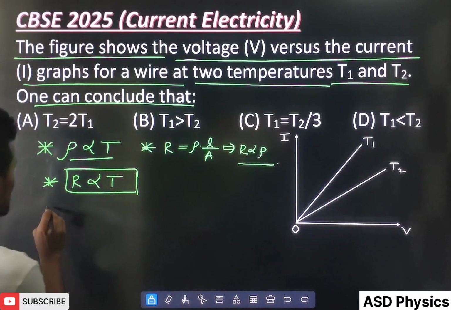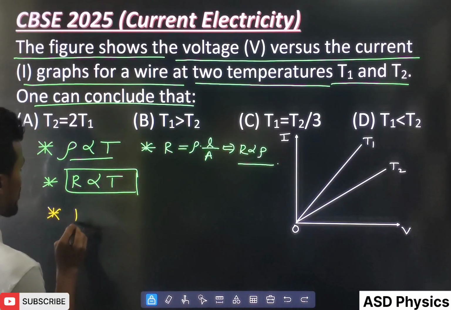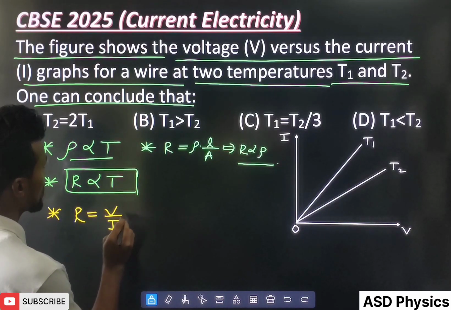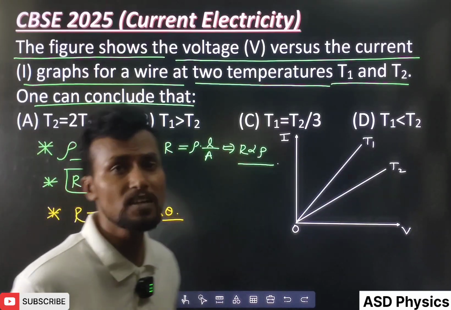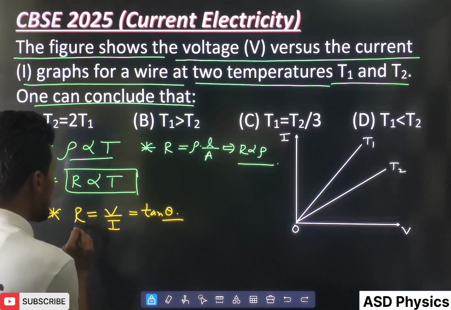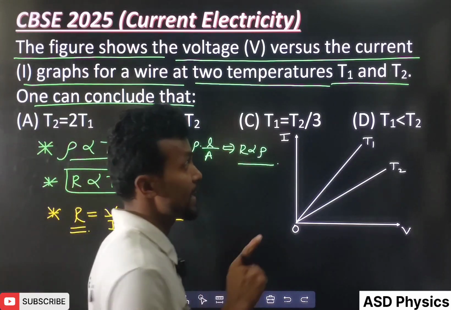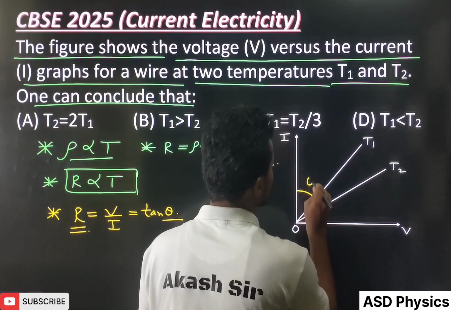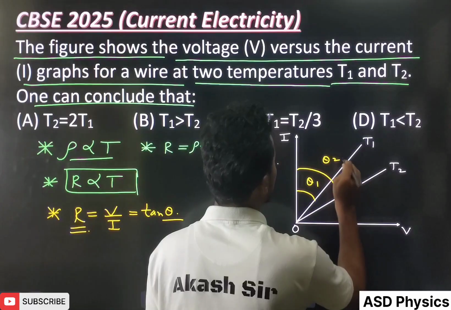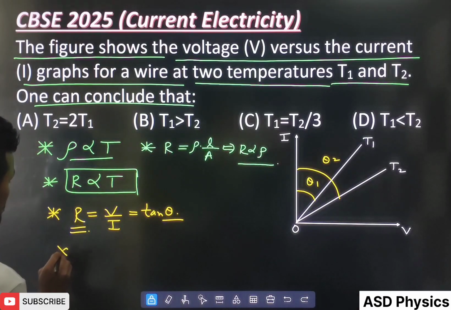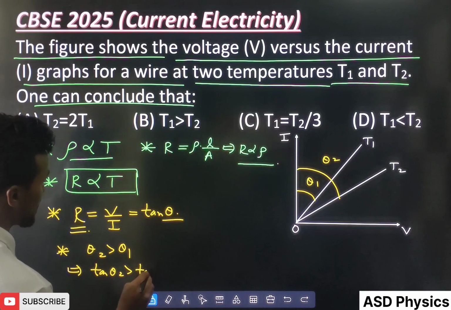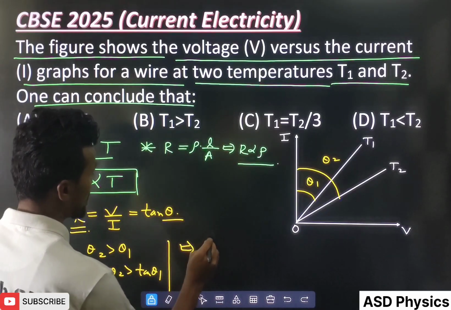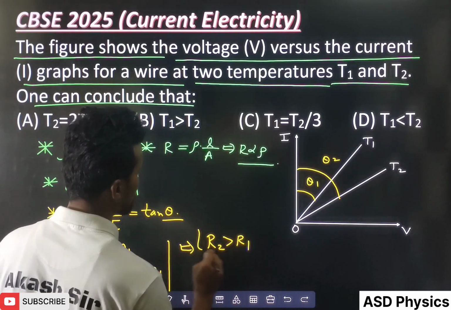So remember that here, after that students, if I talk about the Ohm's law. According to the Ohm's law, this R is given by R equal to V by I, or we can write tan theta. And what is tan theta? This tan theta is the slope of the graph. And whenever we are calculating the resistance, we have to see the angle always from the current. So see, this angle theta 1, this angle theta 2. If I talk about the angles, you can see very well, theta 2 is greater than theta 1, or if I take tan on both sides, tan theta 2 is greater than tan theta 1, or I can write here, students, R2 is greater than R1.